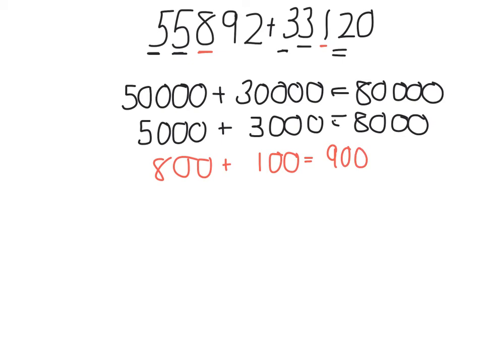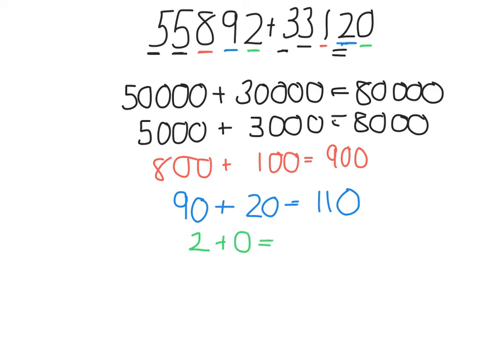Then I need to add my tens. So I have 9 tens and 2 tens. So 9 tens is 90 and 2 tens is 20. So 90 plus 20 is 110. And then I need to add my ones. So I've got 2 ones and I've got 0 ones here, but I'm still going to write a number sentence for it. So 2 plus 0 equals 2. Always, even if there's a 0, you always add it on there because it is still there.